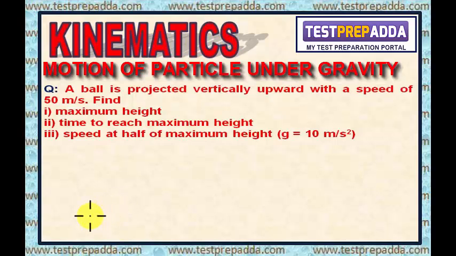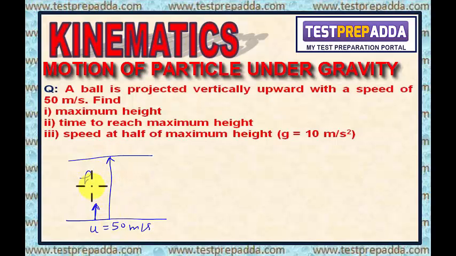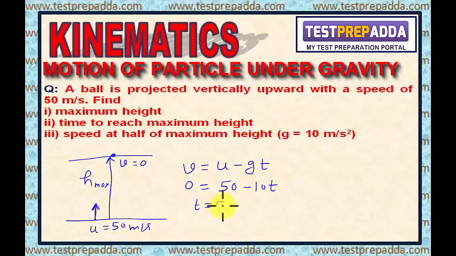Now in this question, the initial speed with which the ball is projected up is given as 50 meter per second. Now let us say the maximum height as h, and at this maximum height the velocity will become 0. I can use v is equal to u minus gt here. v is 0, u is given as 50 minus 10t. So this way t comes as 5 seconds.